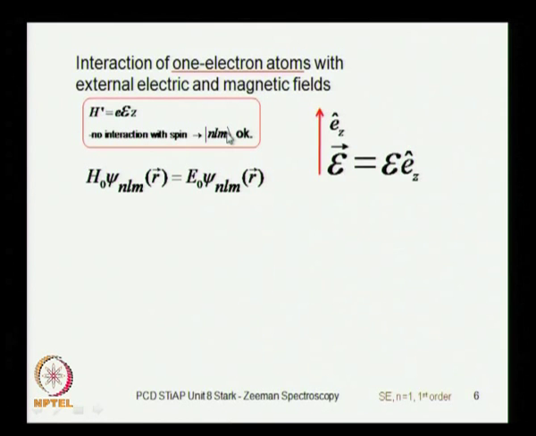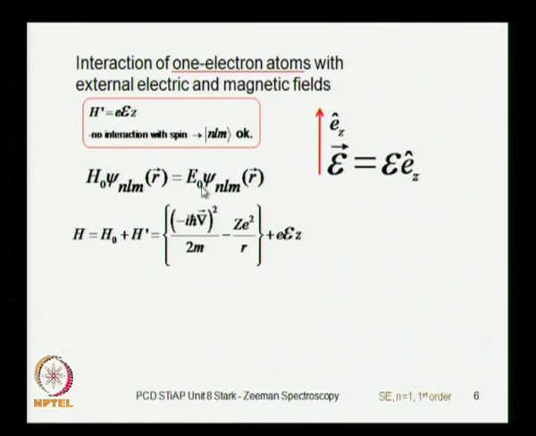We will deal with the spin later. So we will deal with the non-relativistic Schrodinger equation and its solutions, where the eigenstates are given by the quantum numbers n, l, m, which are good quantum numbers in this situation, and the perturbation is e E z. This script E is the electric field, and this little e is the electron charge.